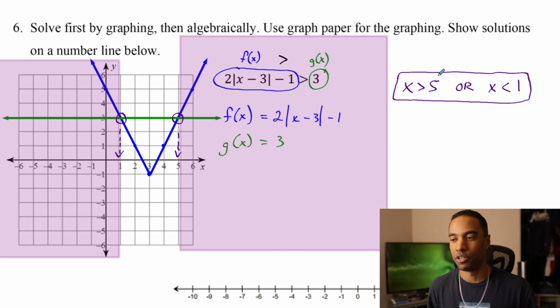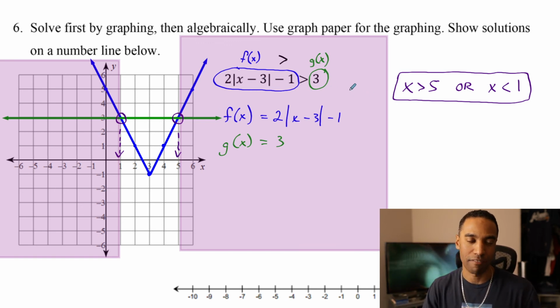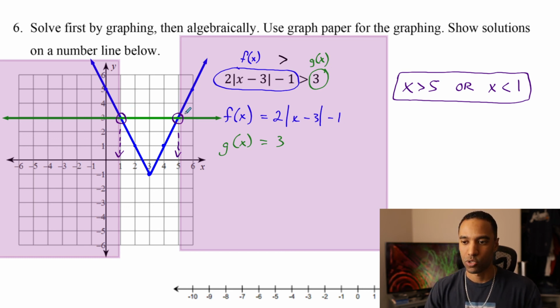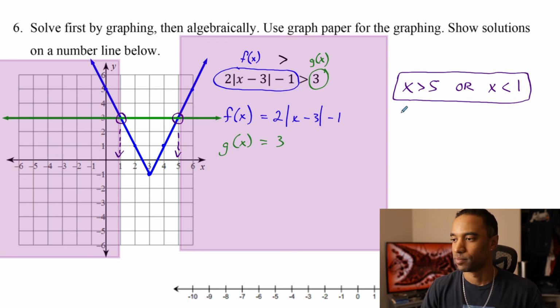You might not have the colors, but the V-shaped graph is above the flat graph, right? It's all these points right here. Above green, above green, above green, greater than 5. Above green, above green, above green, less than 1.